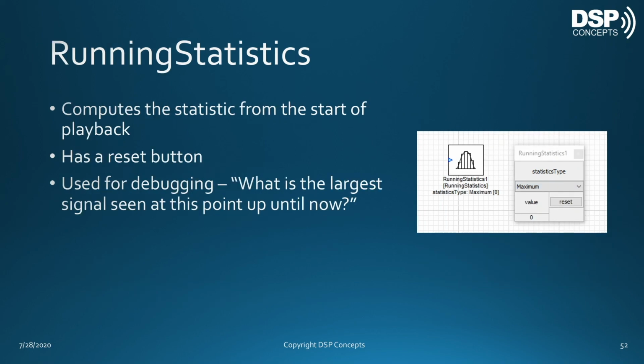So far, the statistics modules we looked at were all stateless. The running statistic module, on the other hand, computes the statistic from the start of playback. So, for example, you might want to answer the question, what's the largest signal seen up until this point at a particular place in your signal chain? Running statistics will track that for you. There's also a useful reset button, so you can reset while running, and then it'll start the calculations again.